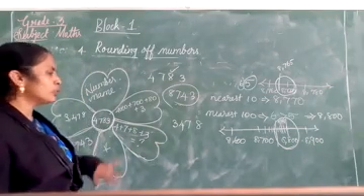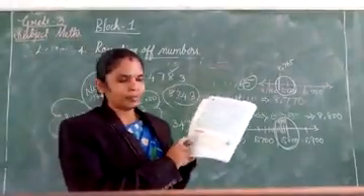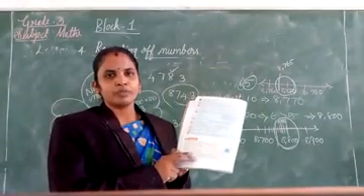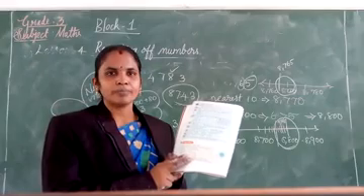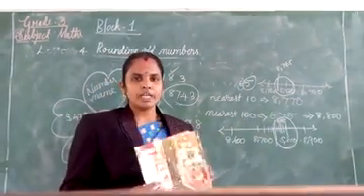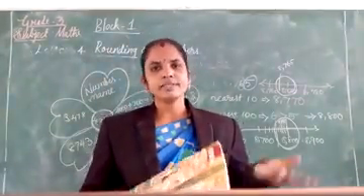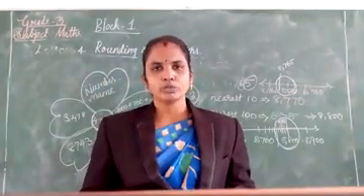Like this, you have to draw one flower and 6 petals. You have to mark all the things. Are you all clear with this? Okay, I hope you understood. If you have any doubt, ask me in the WhatsApp group, or personally call me and clarify your doubts.